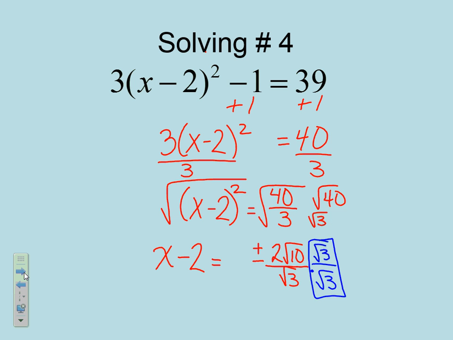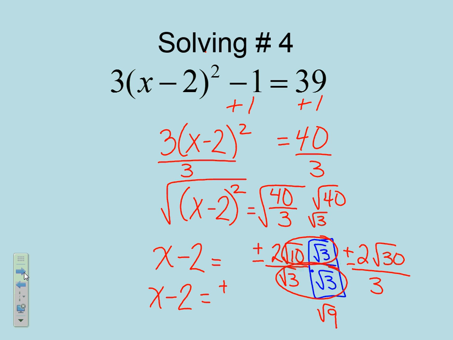When I do that, when I go ahead and multiply it by that, the 2 hanging out in front is still there. The square root of 3 times the square root of 10 becomes square root of 30. And then on the bottom here, square root of 3 times square root of 3, that's square root of 9. Well, that's just the number 3. Square root of 9 is just 3. So this fraction without the square root in the bottom turns into plus or minus 2 square roots of 30 over 3. So far this is what we have. X minus 2 equals plus or minus 2 square roots of 30 over 3.